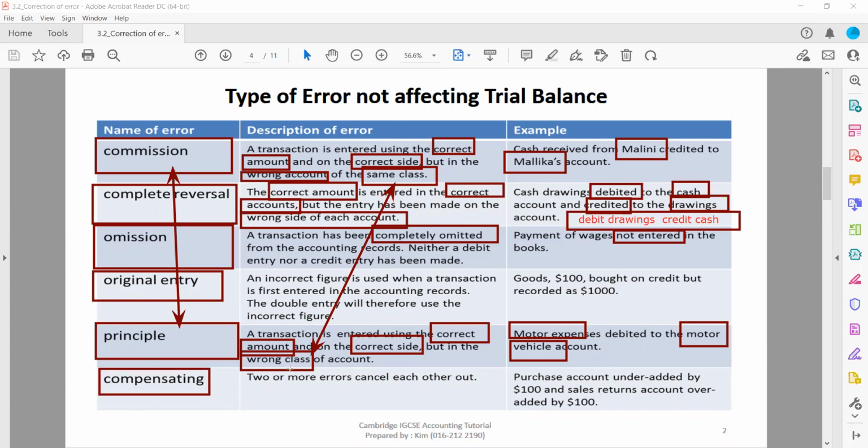Compensating. Compensating means that two or more errors may happen in the book, causing the effect to become zero. For example, purchase account under-added by 100 and sales return account over-added by 100. Both are on the debit side, one over and one under, so the difference is zero.